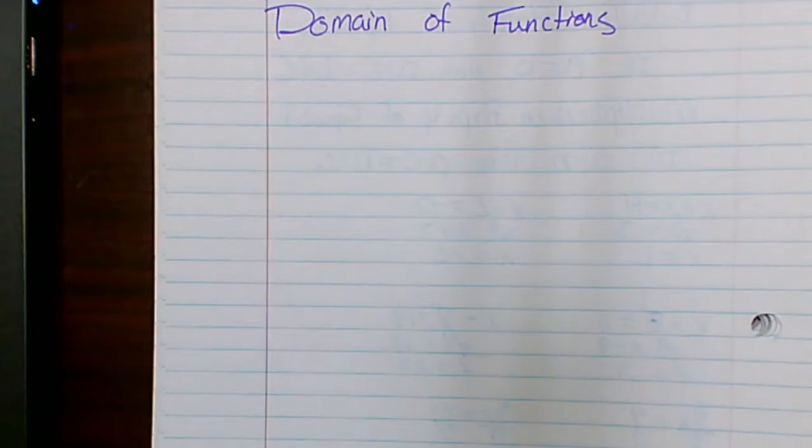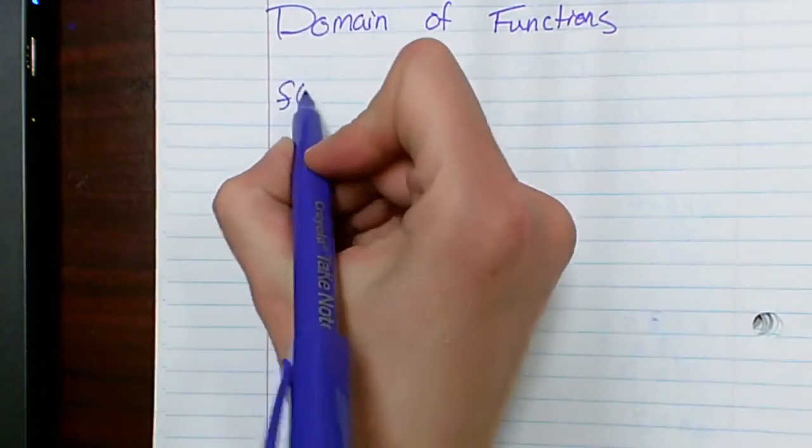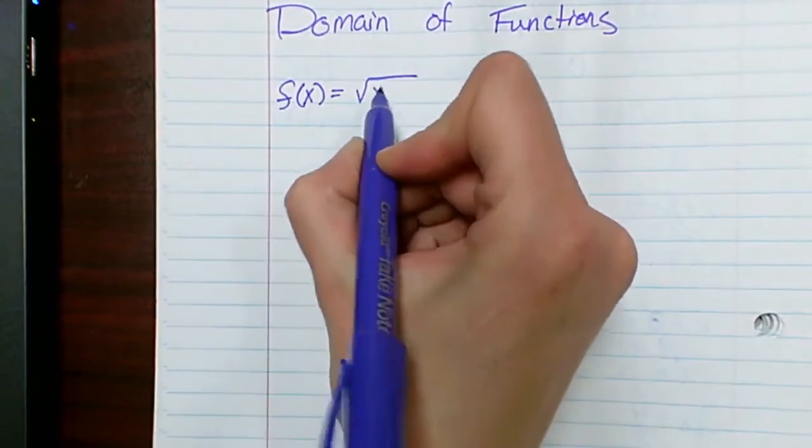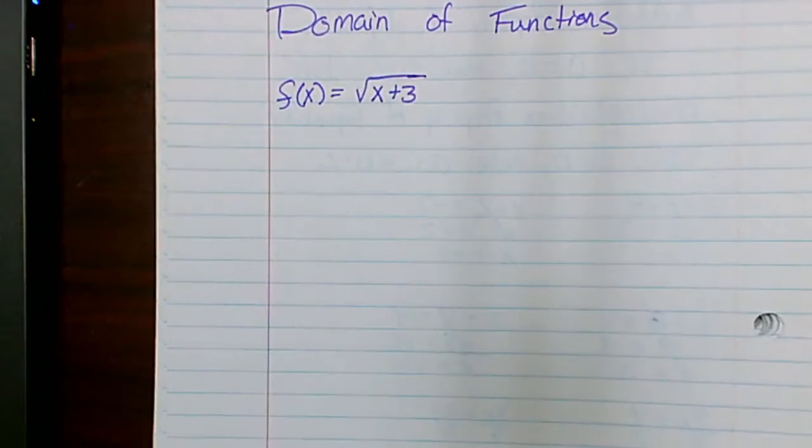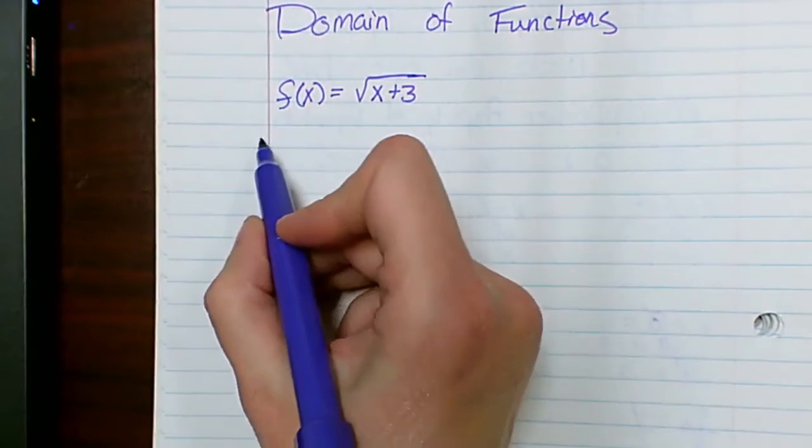This video is over domain of functions. Let's look at the function f of x equals square root of x plus 3. And let's play around with the graph a little bit. So let's do some t-tables.